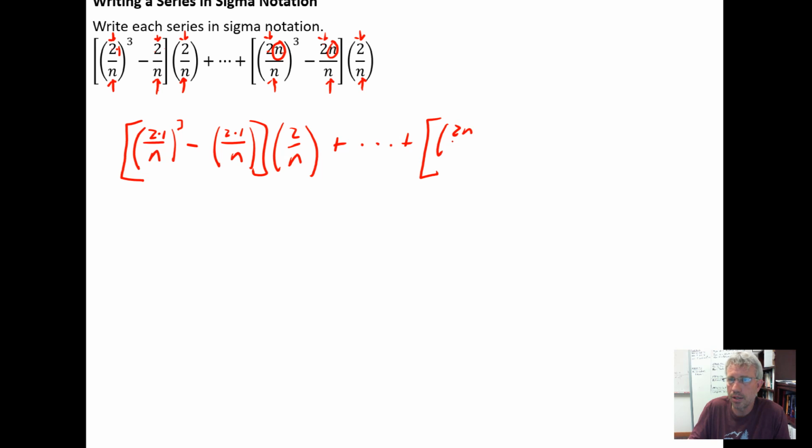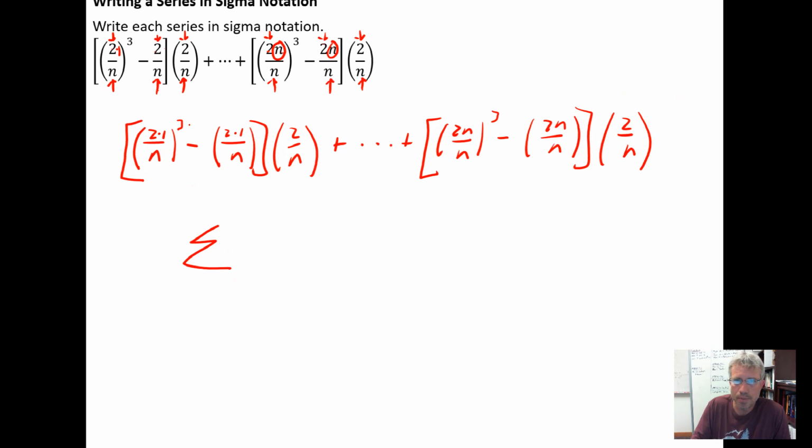So I've got my 2n over n cubed minus 2n over n here. And this is times 2 over n. So I'm going to represent this using sigma notation. It looks like we're incrementing in these 2 positions, starting at 1 and running out through n. And it looks like it's going to be 2 times i over n quantity cubed minus 2 times i over n, close the square bracket, times the 2 over n.